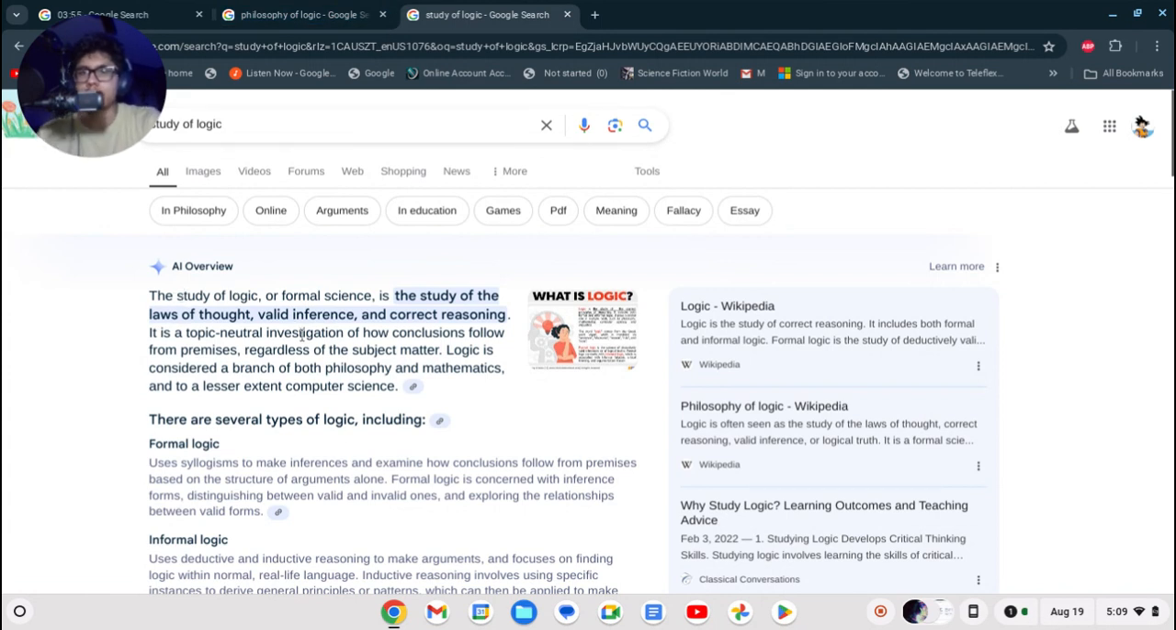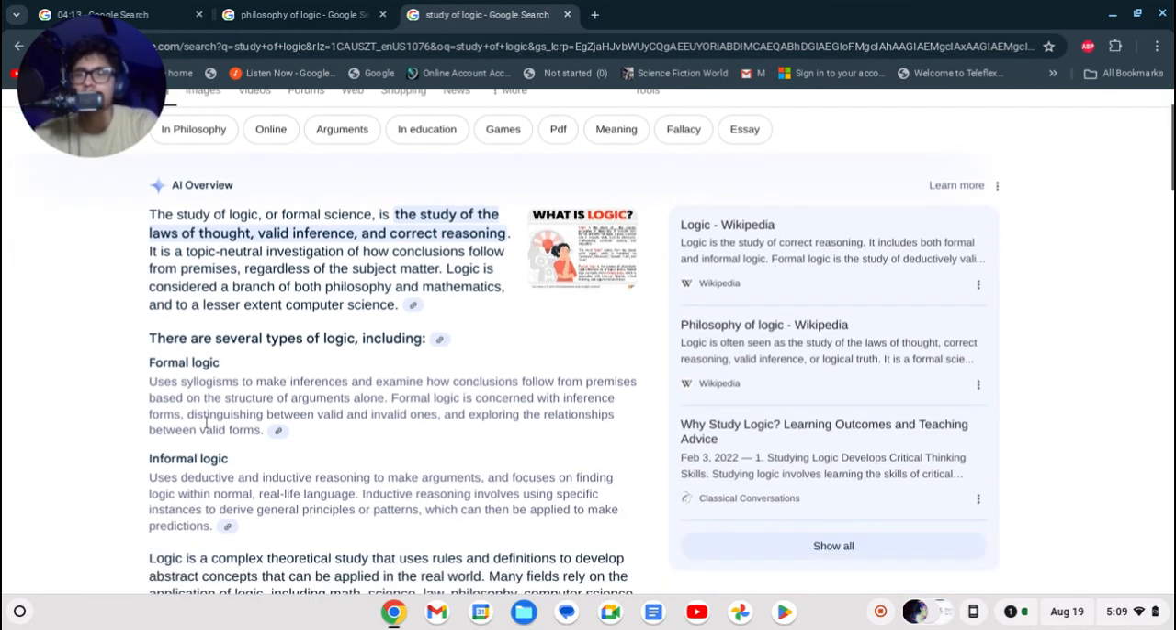The study of logic or formal science is the study of laws of thought, valid inference, and correct reasoning. It is a topic-neutral investigation of how conclusions follow from premises regardless of the subject matter. Logic is considered a branch of both philosophy and mathematics, and to a lesser extent computer science. There are several types of logic, including formal logic, which uses syllogisms to make inferences, examining conclusions.